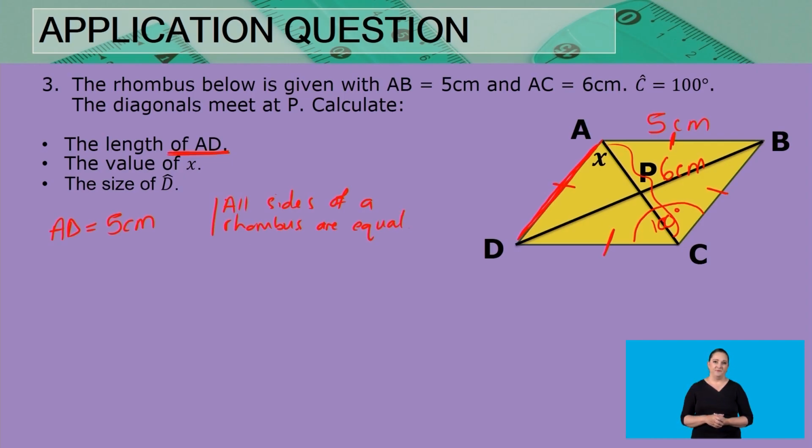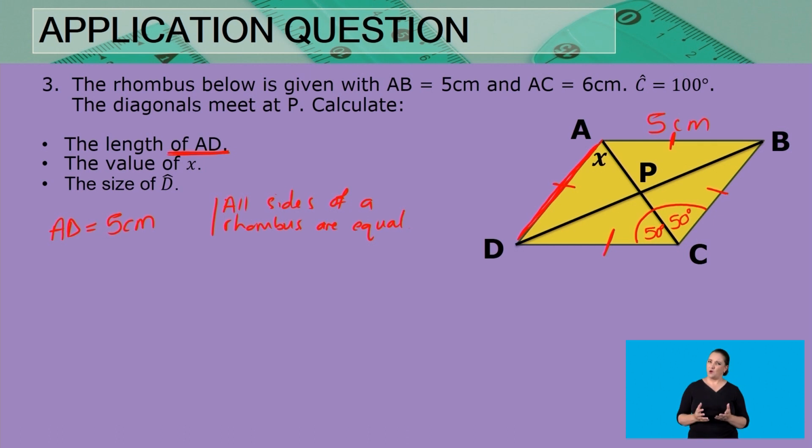Then next, we are required to calculate the value of x. Now, if we look at where x is, we can see that it is part of the angle that was bisected by diagonal AC. Now, we were given angle C as 100 degrees. But what do we know about the diagonals of a rhombus? Yes, they bisect the opposite angles. So this means that even though the whole angle is 100 degrees, it has been bisected into 2 equal angles, and that is 50 degrees and 50 degrees.